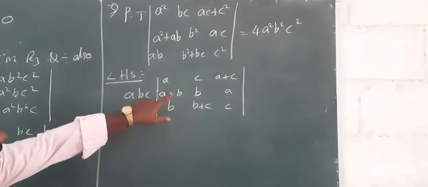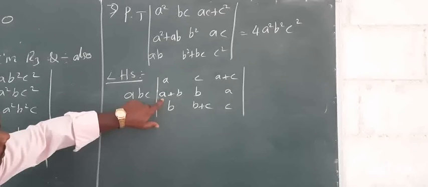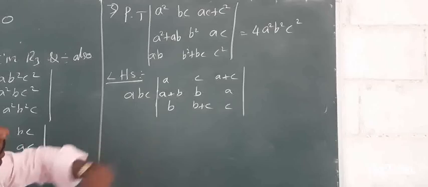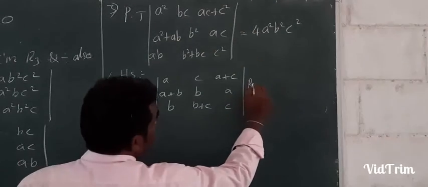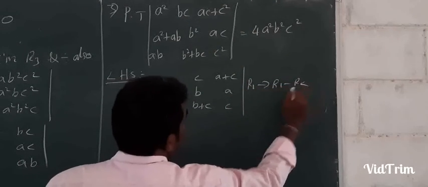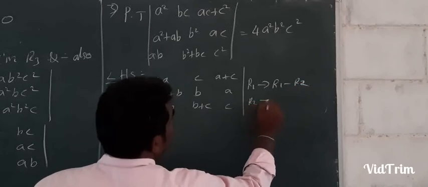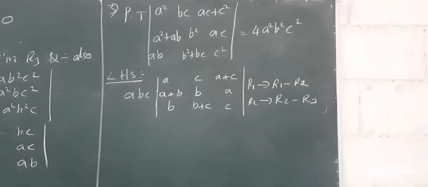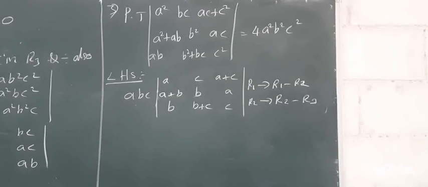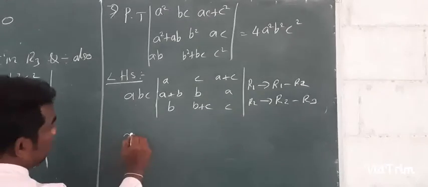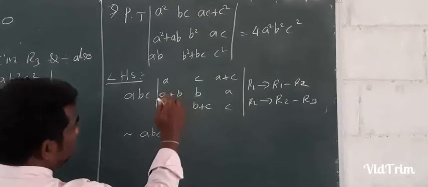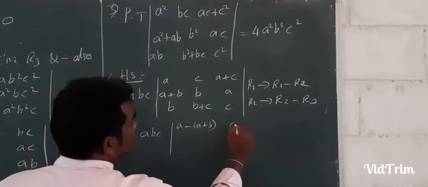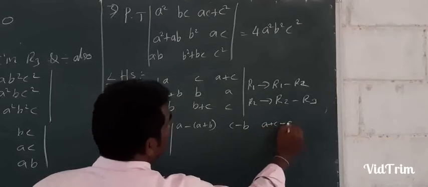Now here we subtract the first row from the second row, so we have the negative value. So we denote R1 gives R1 minus R2 and R2 gives R2 minus R3. The reason is that we have the similarity of the matrix. It becomes ABC. A minus A plus B, and here C minus B, here A plus B minus A.